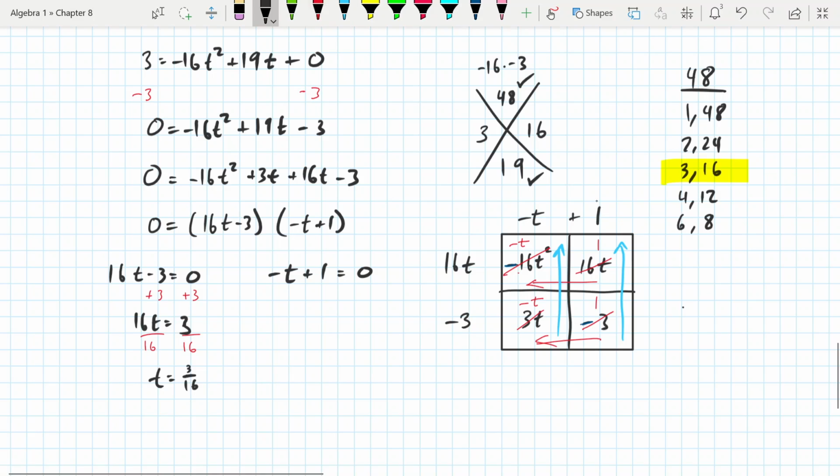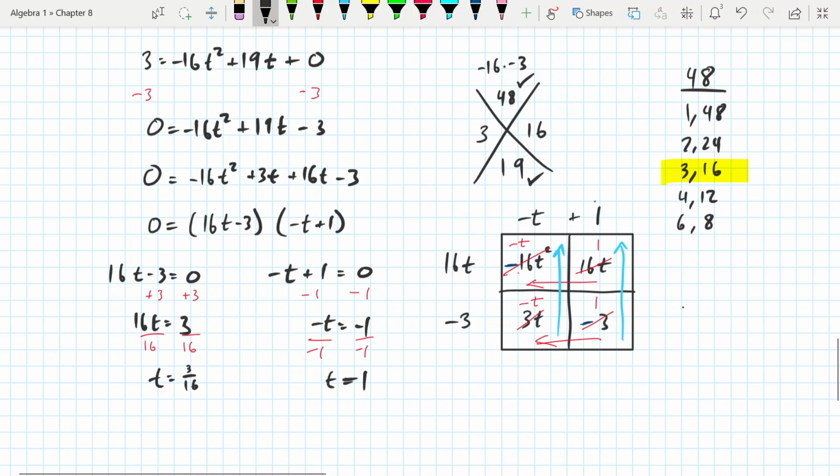And now we go ahead and solve the other one. Subtract 1 from both sides. And I get negative t equals negative 1. Well, multiply both sides by, or divide both sides by negative 1. Multiply or divide, it doesn't matter. And t equals 1. So those are my two possible times.